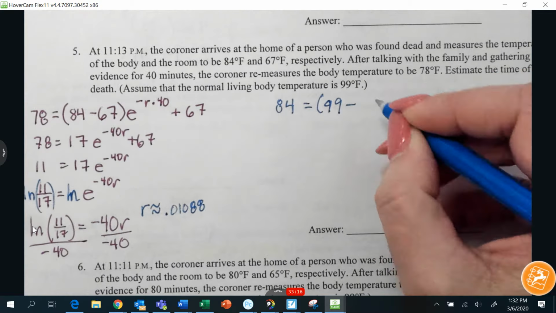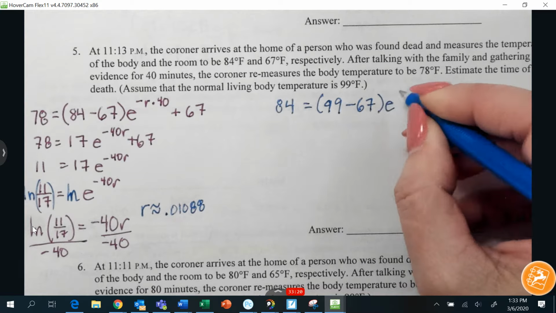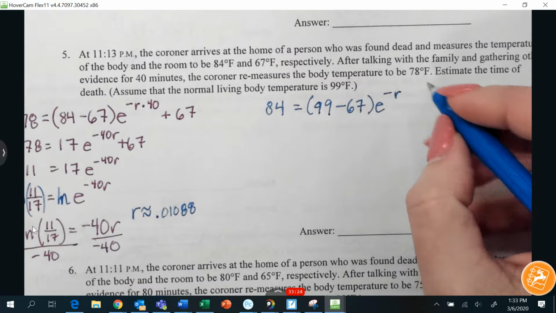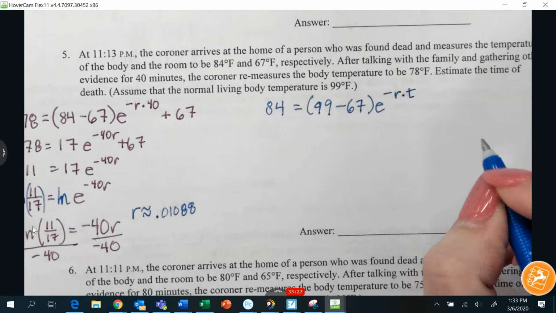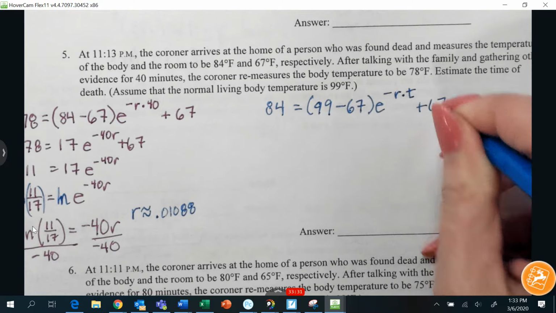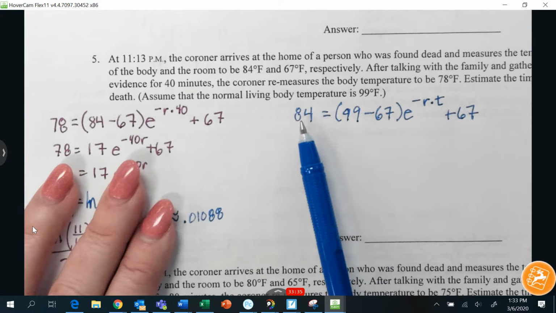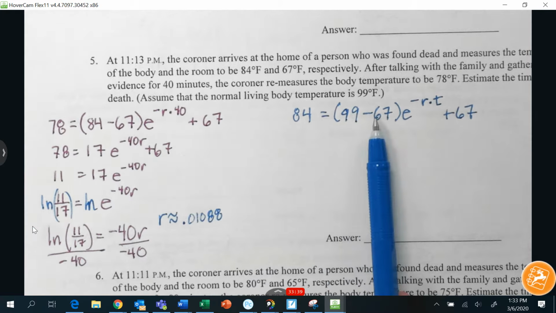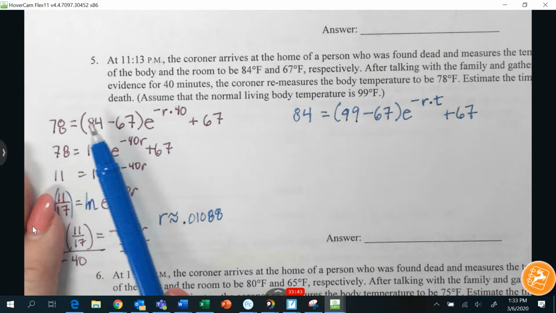99, take away the room temperature, 67. Multiply by e to the negative r t. We know r, I'm just not writing it here, but we don't know time. We don't know t anymore. And then you add on the room temperature. So what I did different from the first one to the second one is I said now 84 is the after time and 99 is the original temperature. Here, 78 was the temperature after 40 minutes, where 84 was the original.